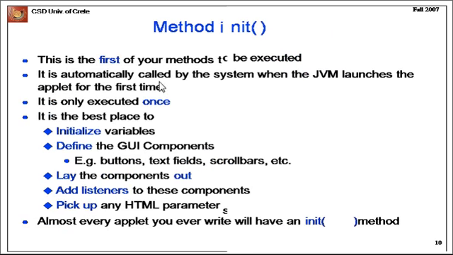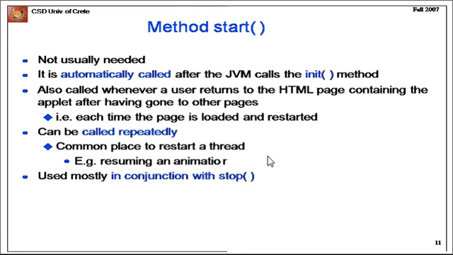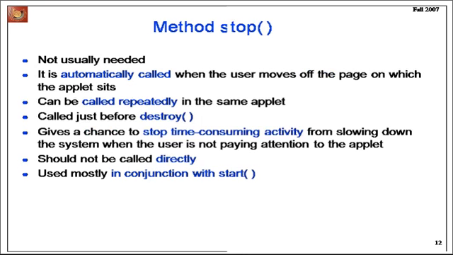The init method is the first method to be executed. It is automatically called by the system when the JVM launches the applet for the first time. Features of the init method are initializing variables and defining UI components like buttons, text fields, and scroll bars. The second method is the start method, which is automatically called after the JVM calls the init method. The third method is the stop method.